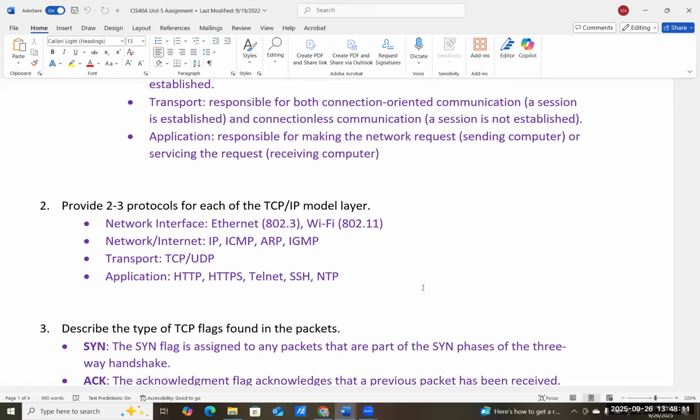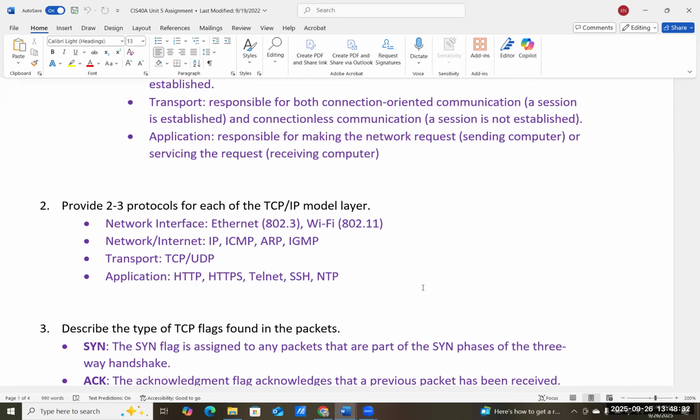Now for transport, this is specifically for TCP or UDP. TCP requires an established session or a connection confirmation, whereas UDP doesn't, but it still has to transport from the source to the destination.